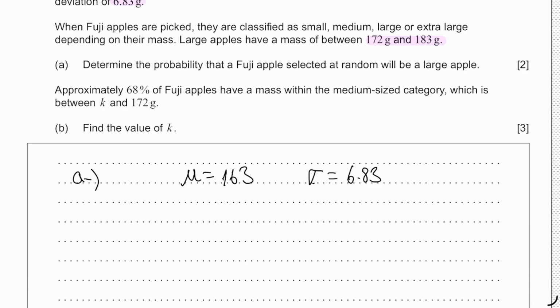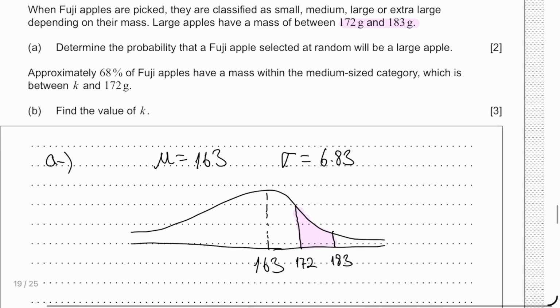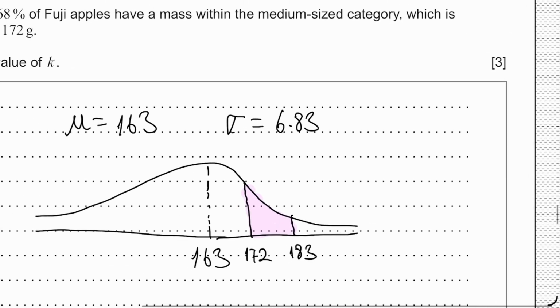Let's sketch our normal distribution curve. The mean is in the middle, and the standard deviation is here. 172 should be somewhere here, and 183 should be somewhere here. So we're going to find the probability of this part, which is this area. The total area is 1, right? So we're going to use the normal distribution with these values.